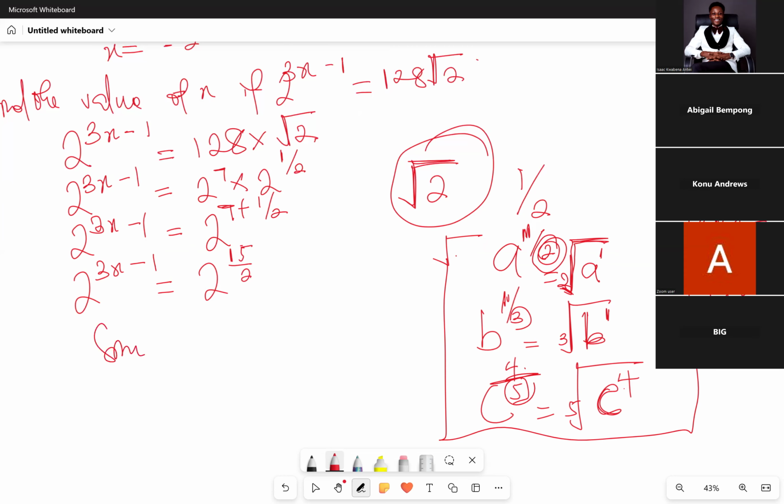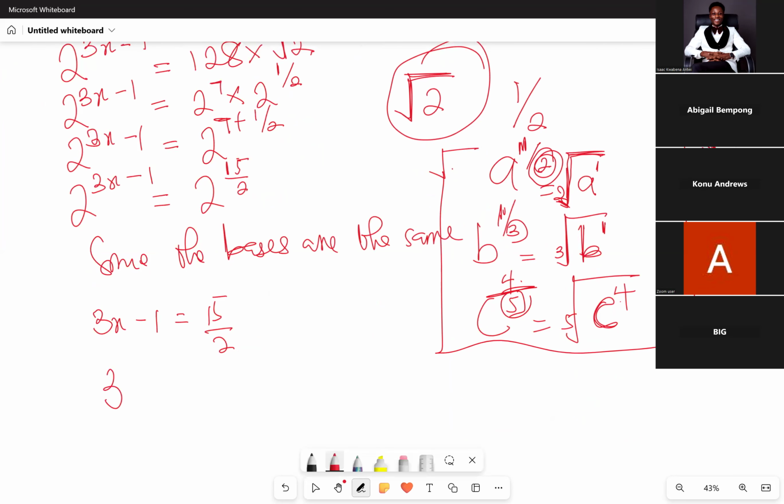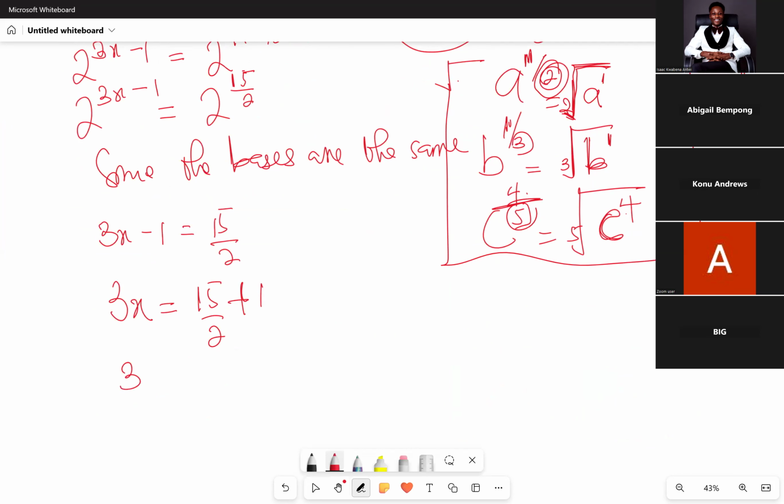Now, since the bases are the same, is this okay, Patience? Okay, sir, I'm okay. So 3x minus 1 equals 15 over 2. Then you solve this algebraically, which I think shouldn't be an issue. It's a linear equation, so you stand here, equal sign, 15 over 2. Push the 1 across, it will be plus 1. I'll have 3x. You can use your calculator. What are you getting? 17 over 2.